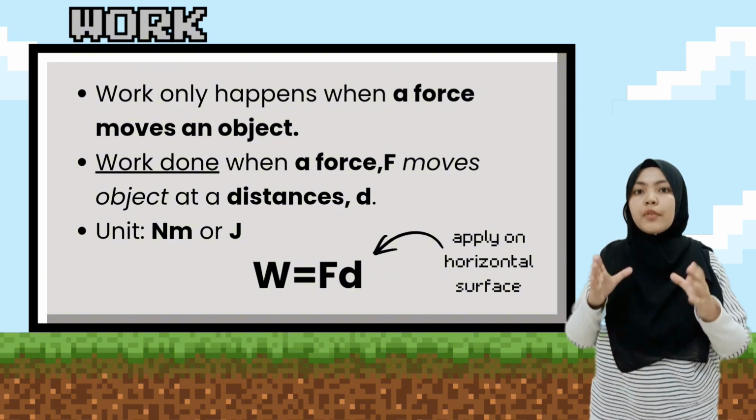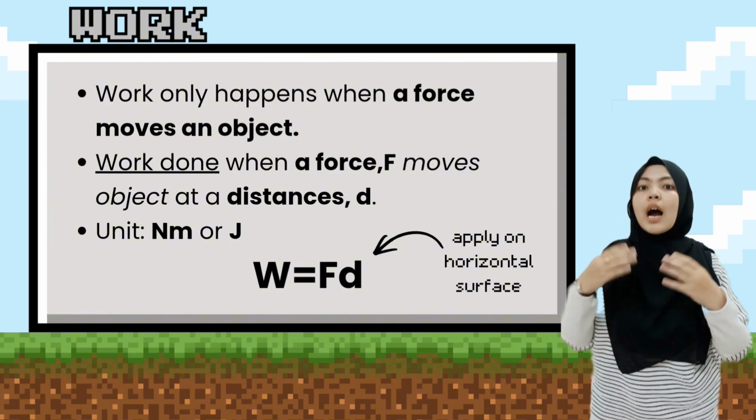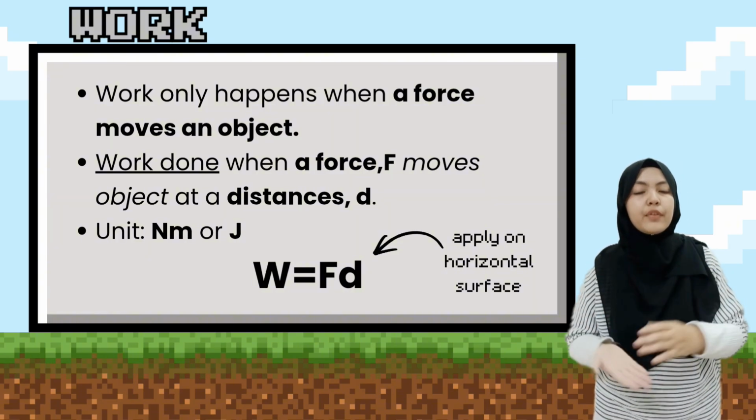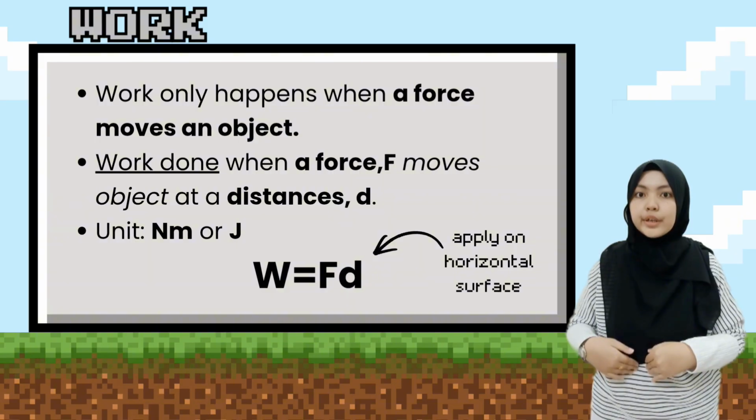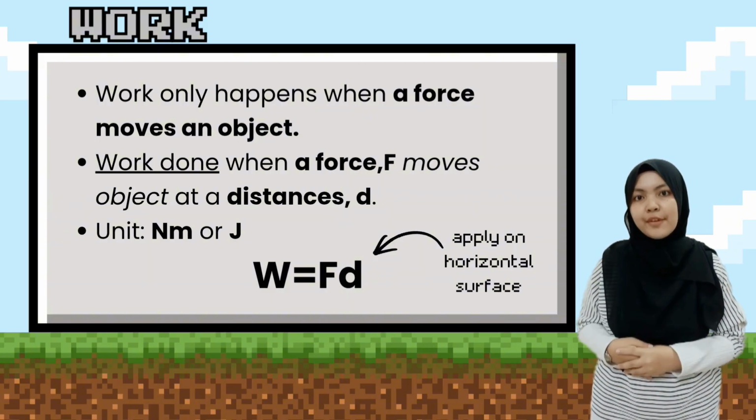This formula is what we use when we apply force on a horizontal surface. And the unit for work is Nm or J. Nm for Newton meter and J for the joule.